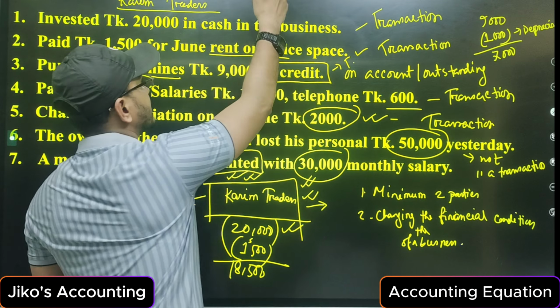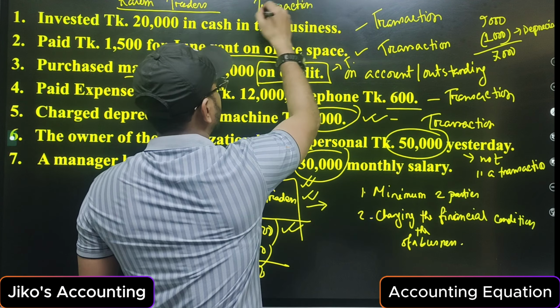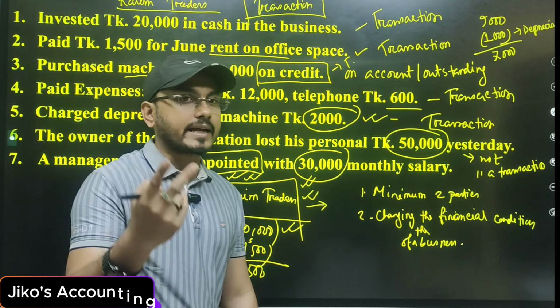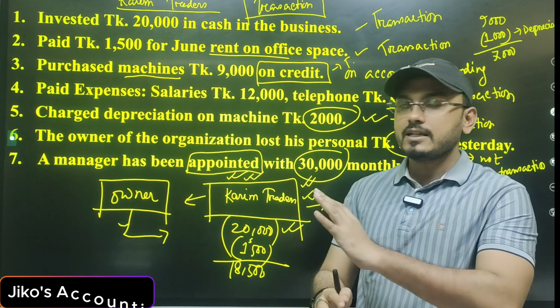So how can you easily identify transactions? This is the basic part of transactions. Again, I am saying it is the foundation of accounting. You have to get this one. Only by using these two techniques, you can easily identify whether it is a transaction or not. Is it clear, sir?